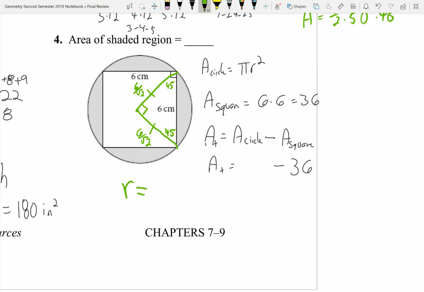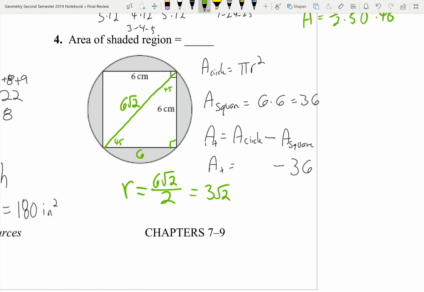The other way of doing it, which I think is probably a little bit simpler, is you could also draw a diameter. And you know this is a right angle because it's a square. And this is 45, and this is 45. And this is 6, and this is 6, making the diameter 6 root 2. And so the radius would just be 6 root 2 divided by 2, which is equal to 3 root 2.